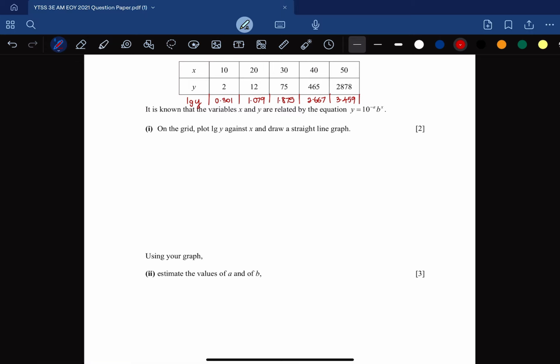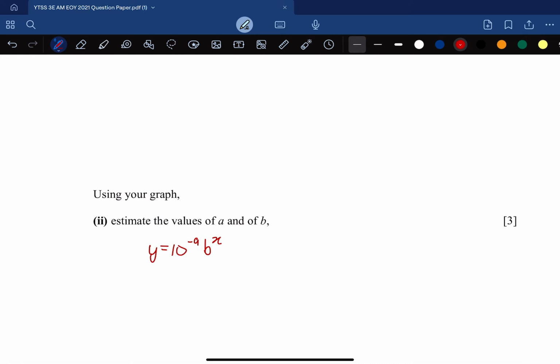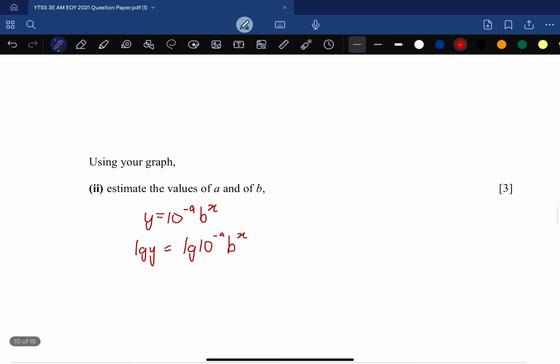Over here we see that the original equation is y equals to 10 power negative a, b power x. If I want to turn this into a straight line graph, I simply need to take log. Log y is equal to log of 10 power negative a and b power x. Then we can split by product law. This is equal to log 10 power negative a plus log b power x. We know that log 10 is simply equal to 1, and by power law we can bring negative a down. So this is simply log b times x minus a.